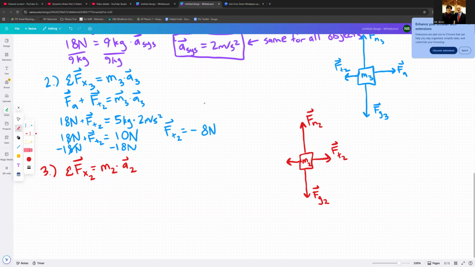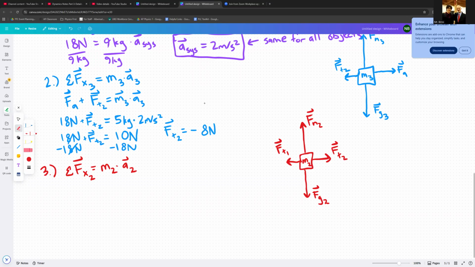If we look at the system as a whole, then tension is internal to the system. If we look at the objects by themselves, tension is external to the object. The rope is outside of the object itself, acting on the object. All right, so there's the key differences. We do include tension when we sum forces for individual objects. We don't include the tension in the sum of forces when we do it for the whole system.